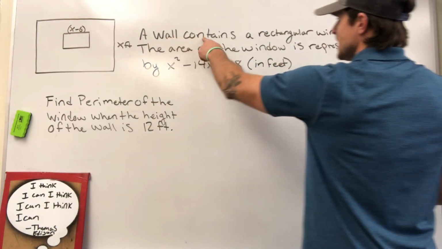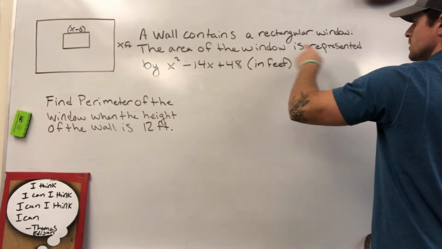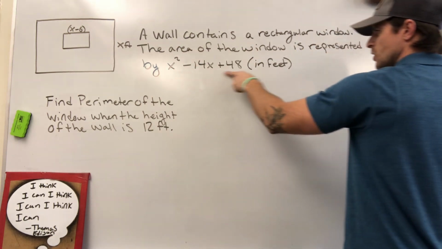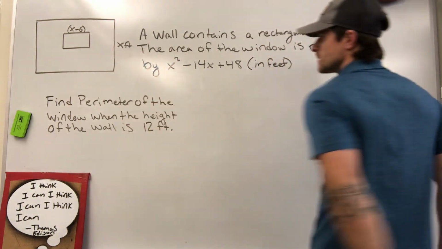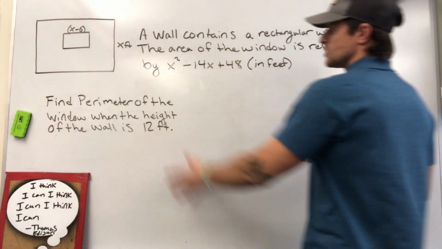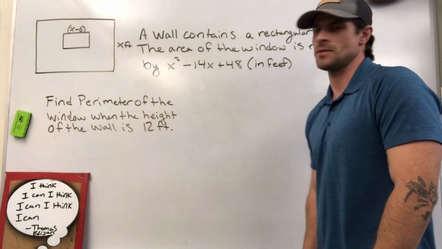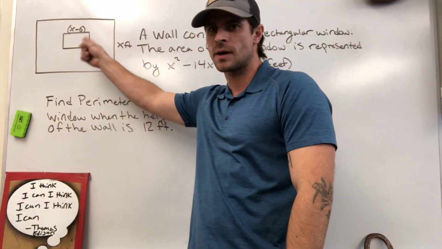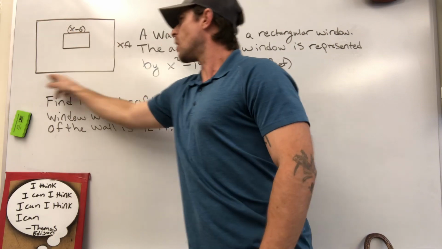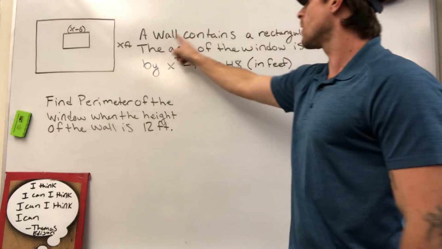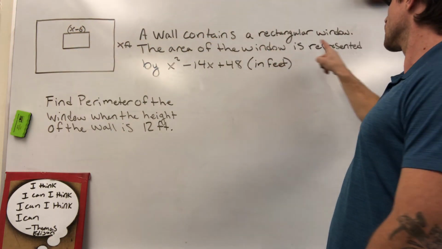A wall contains a rectangular window. The area of the window is represented by this trinomial in feet. I gave this image on the test, so they need to read that and be able to determine what's the window, what's the wall. I bet you can figure that out. The window, that's a part of the wall, is probably the smaller rectangle. So there's your window. This is your wall. A wall contains a rectangular window. There it is. The area of the window is represented by this.